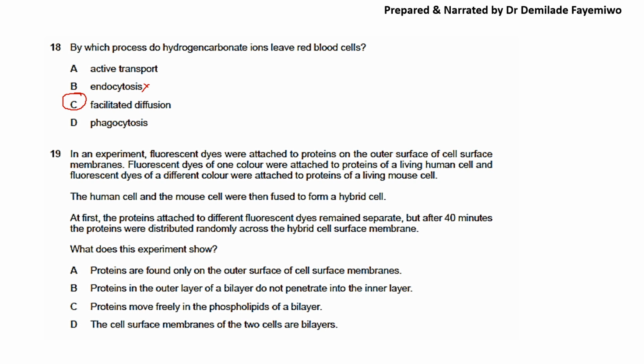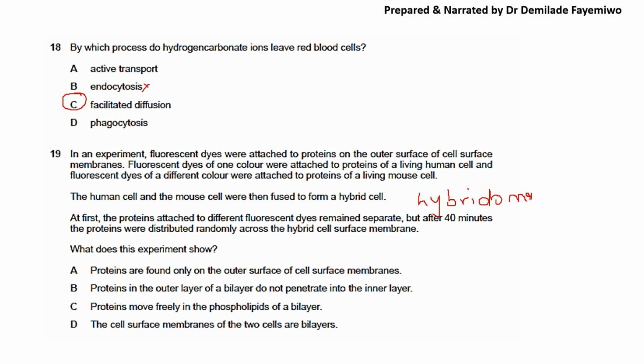In an experiment, fluorescent dyes were attached to proteins on the outer surface of cell surface membranes. Fluorescent dyes of one color were attached to proteins of a living human cell, and fluorescent dyes of a different color were attached to proteins of a living mouse cell. The human cell and the mouse cell were then fused to form a hybrid cell. This would be what you call a hybridoma, I'm assuming. If you have watched the videos on immunity, you might have come across that.